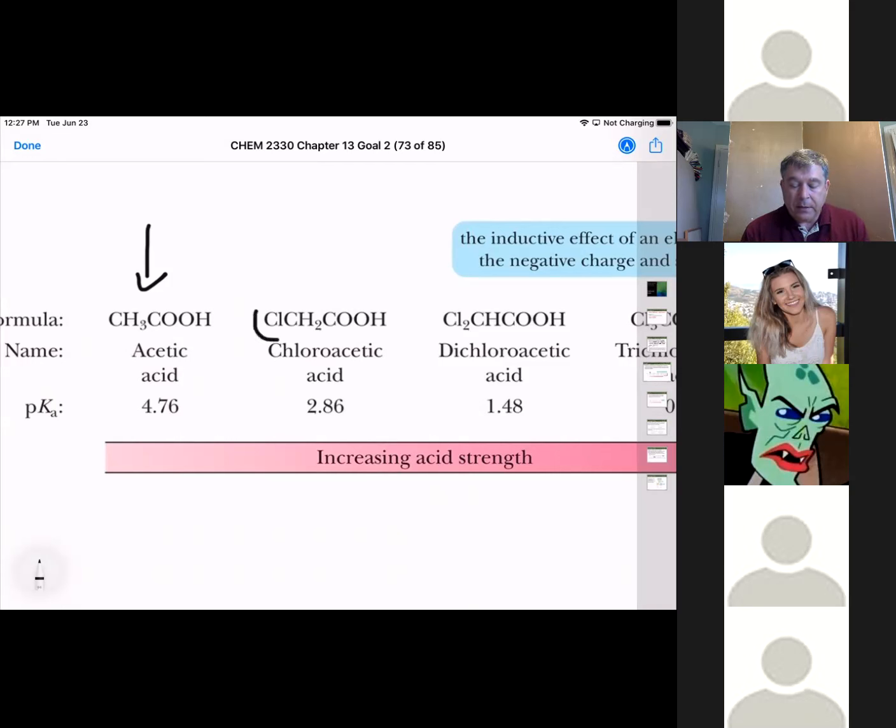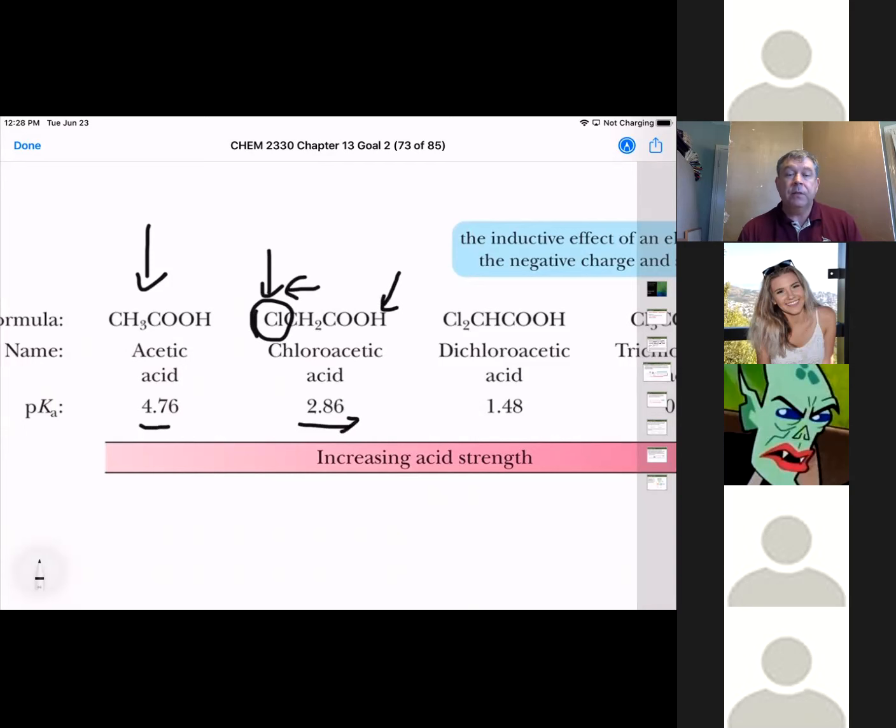By adding an electron withdrawing group, like chlorine, chlorine is much more electronegative than hydrogen, and therefore it's starting to pull electron density away. It's starting to create a more polar carbon-carbon bond. And we see this because it makes it easier to remove the proton. It makes it easier to remove the acidic proton off of the acetic acid. And as such, our pKa goes down.